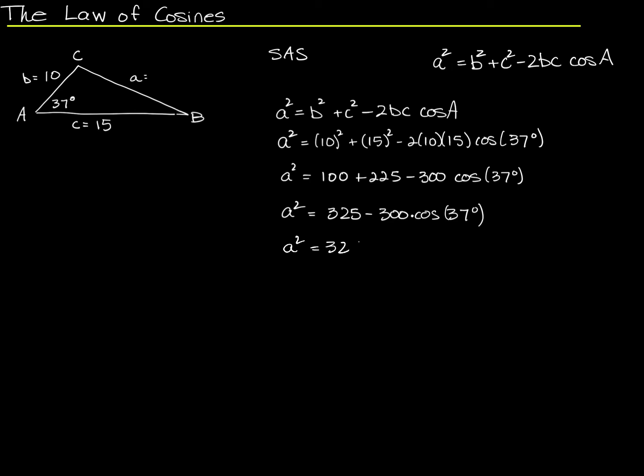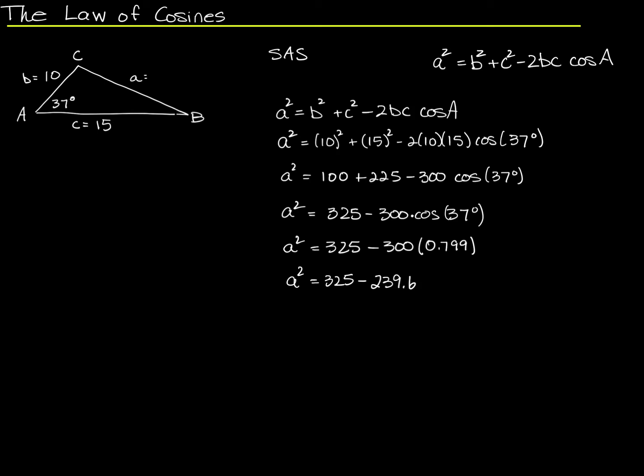It turns out that the cosine of 37 degrees is about 0.7986. I'm just going to go with 0.799 for now. And when I do that multiplication, multiply that by 300, I get 325 minus about 239.6. Remember, this is just record keeping. I'm keeping a much more accurate record of the decimal that my calculator knows about in my calculator, so I can use it.